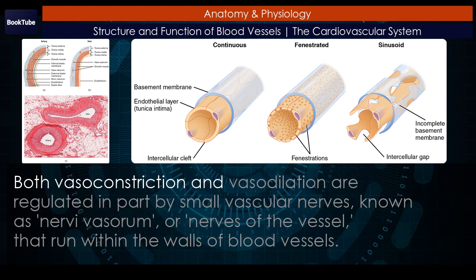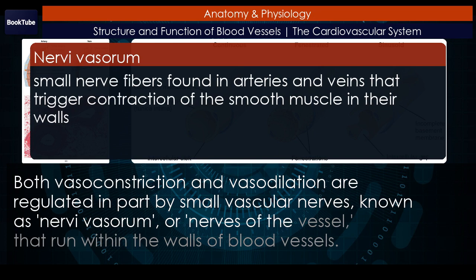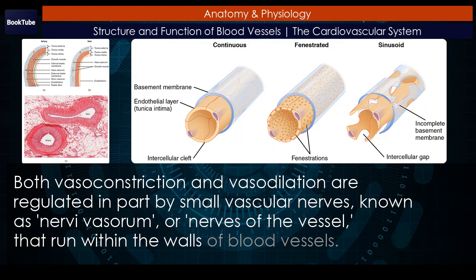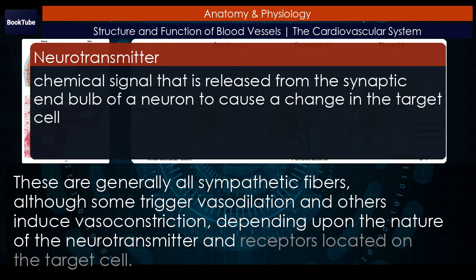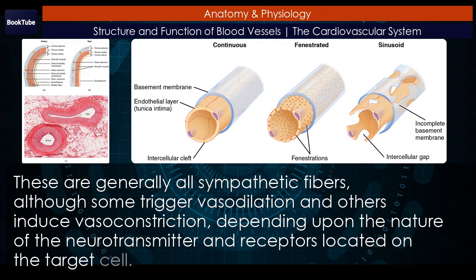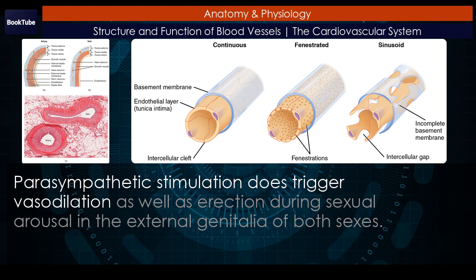Both vasoconstriction and vasodilation are regulated in part by small vascular nerves, known as nervi vasorum, or nerves of the vessel, that run within the walls of blood vessels. These are generally all sympathetic fibers, although some trigger vasodilation and others induce vasoconstriction, depending upon the nature of the neurotransmitter and receptors located on the target cell. Parasympathetic stimulation does trigger vasodilation as well as erection during sexual arousal in the external genitalia of both sexes.